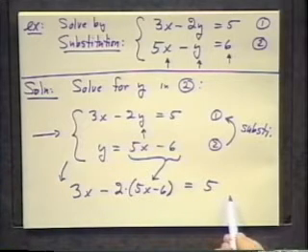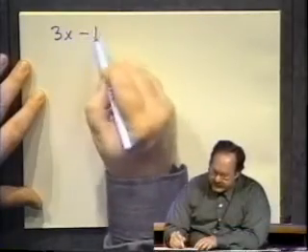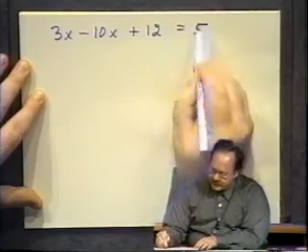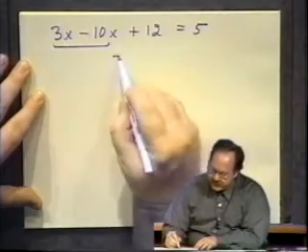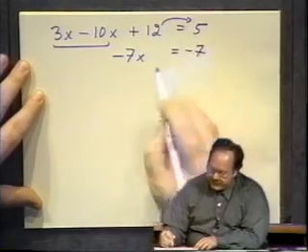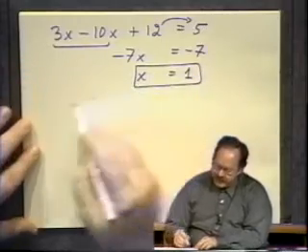And now once again I've reached the stage where I have an equation in one variable, the variable x. So I solve for x, and I get 3x minus 10x, multiplying through, plus 12 equals 5. These add together to give me minus 7x. I move this to that side to get minus 7. X then is equal to 1. So I have the x.